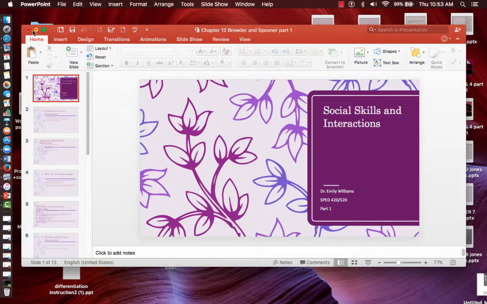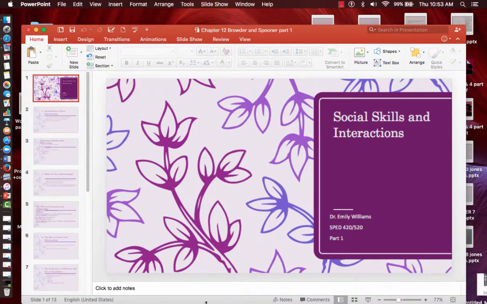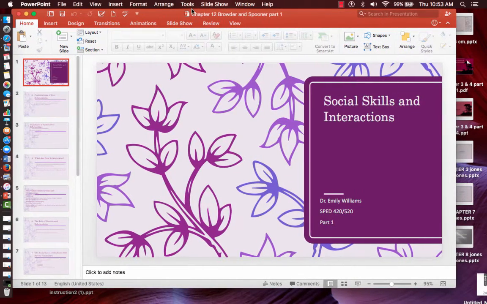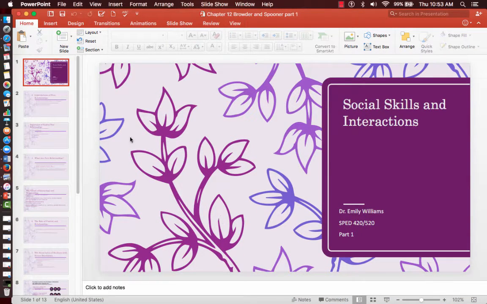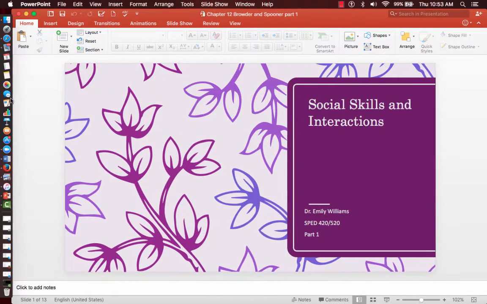Okay, today we're going to look at Chapter 12 of Browder. We're going to try this again. I understand that you guys couldn't see everything, or rather hear everything, when I did this the last time, so we're going to try it again. Social skills and interactions, that's what Chapter 12 is all about.